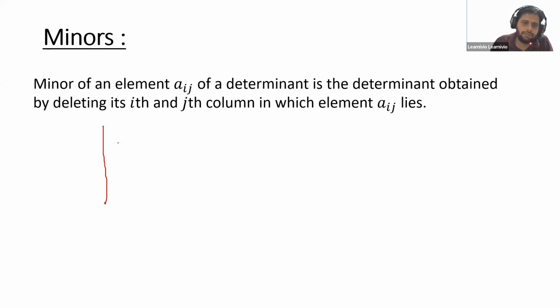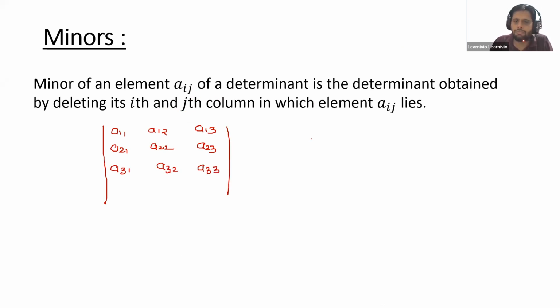For example, if we have this determinant, this is a11, a12, a13, this is a21, a22, a23, and this is a31, a32, a33. Or before that, we will take one more simple example: a11, a12, a21, a22. Suppose we have this determinant. First of all, minor is denoted by M. And now if we need to find the minor of this element, then we will write M11.